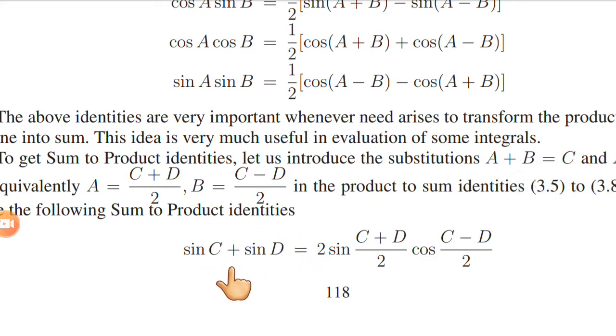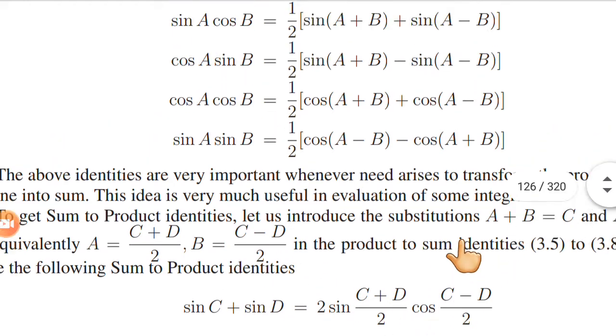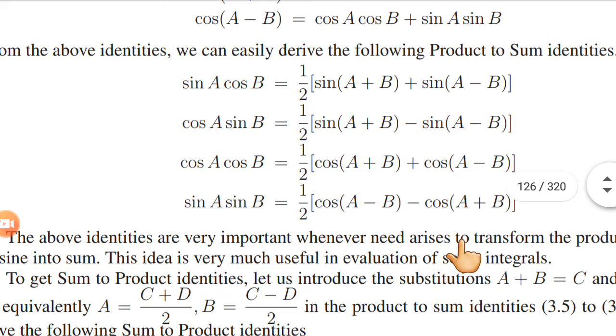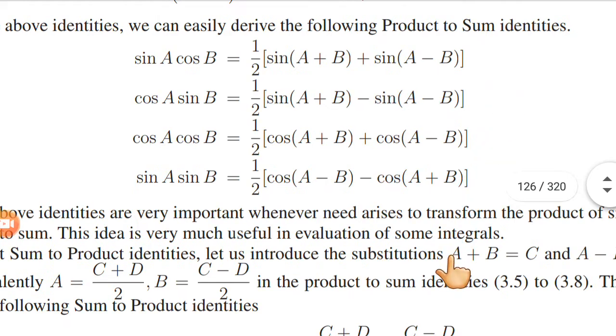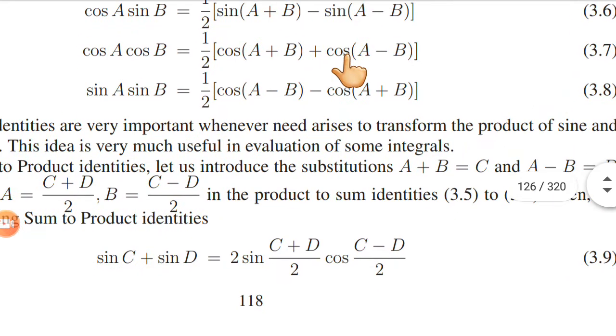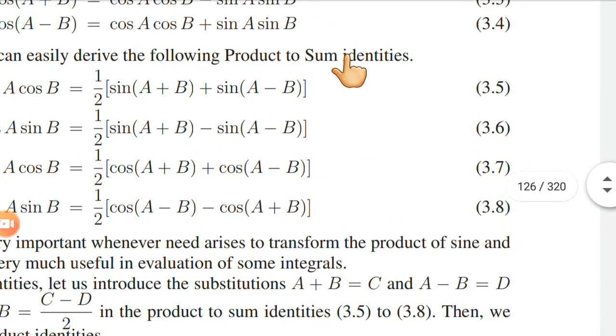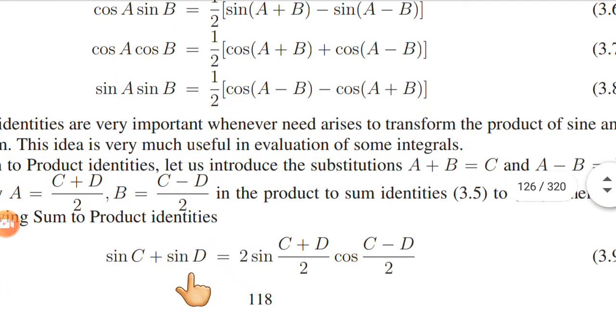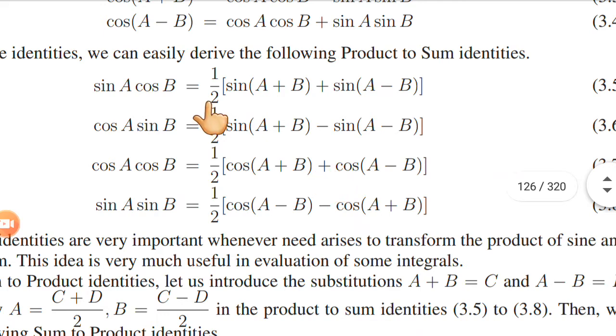Now let us bring the sum identity to the product identity. So let us see how this identity comes. Now here write a plus b as c and a minus b as d. Where a plus b is, write c, and where a minus b is, write d. So sin c plus sin d. Multiply the 2 on the left hand side here.